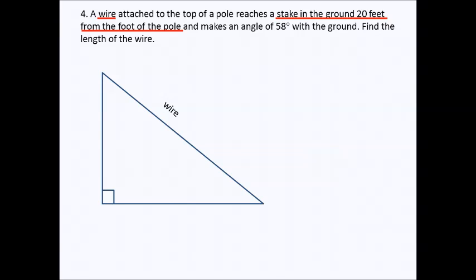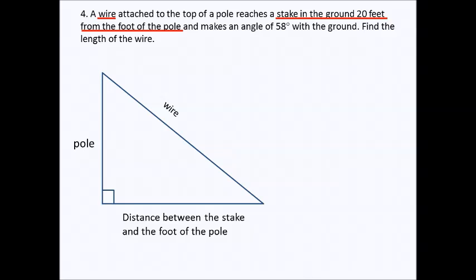The next thing that we're told is that there's a stake in the ground 20 feet away from the foot of the pole. Therefore, the length of the base of the triangle is going to be represented by the distance between the stake and the foot of the pole. Finally, the last side of the triangle is represented by the pole.